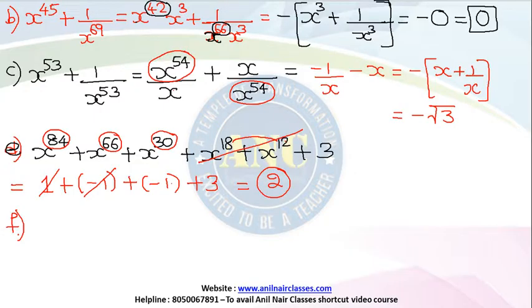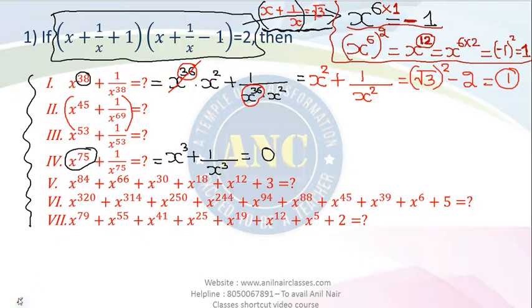Now see the sixth question. It is also a very easy question. You don't even have to write the entire thing and waste your time. In the question itself, you can eliminate so many things. 320, 314. Difference is 6. Value is 0. 250, 244. Difference is 6. Value is 0. 94, 88. Value is 0. 45, 39. Value is 0. X power 6. Value is minus 1. Plus 5. Final answer is 4. How beautiful or how simple this can be. I hope the idea is clear. This is how you need to simplify. The answer for the sixth sub question is 4. Within seconds you can solve it if you know the logic.